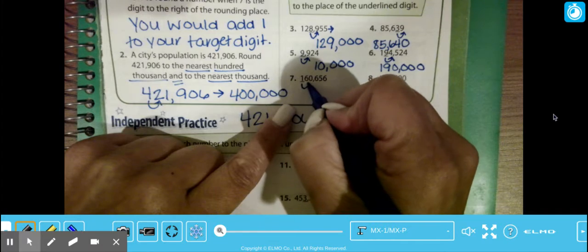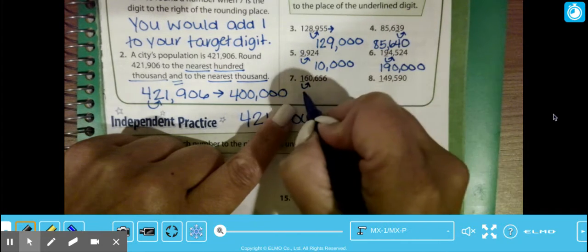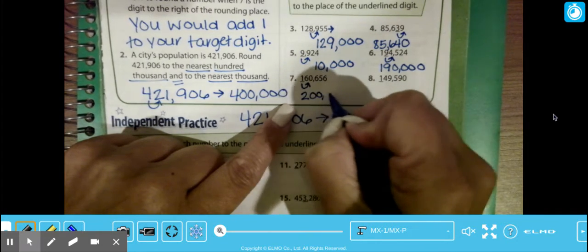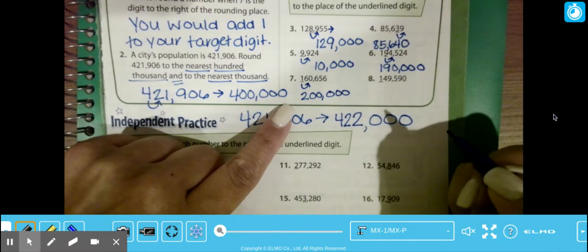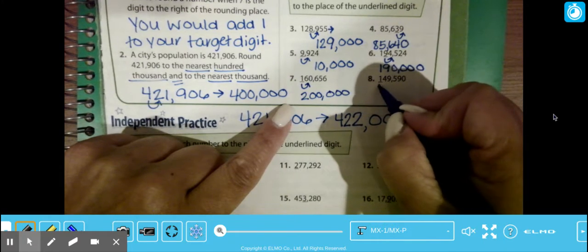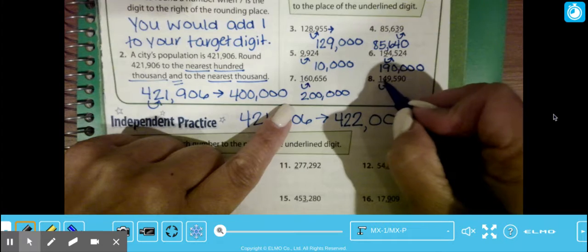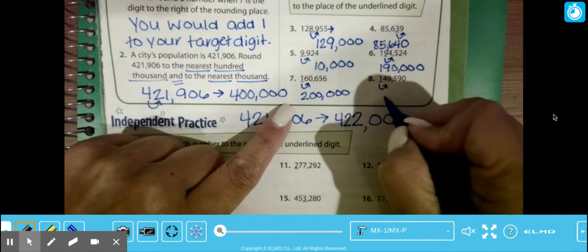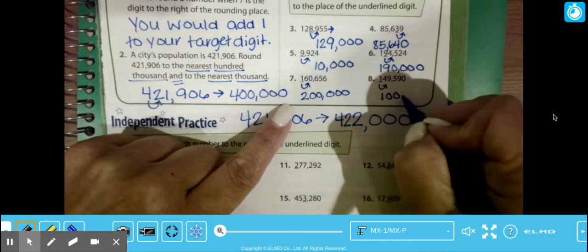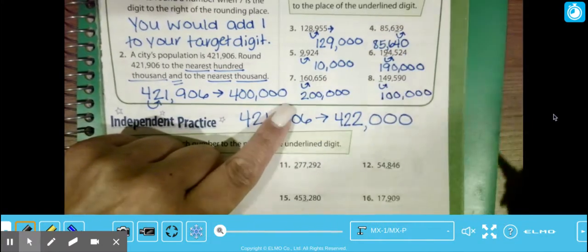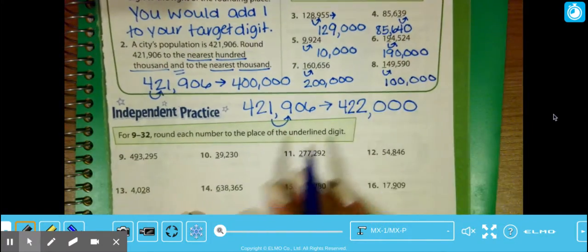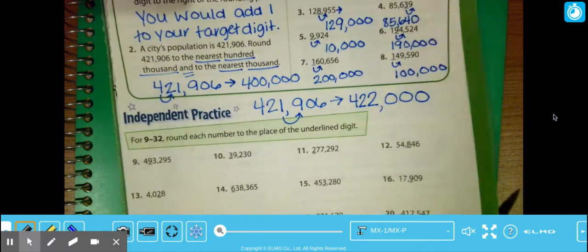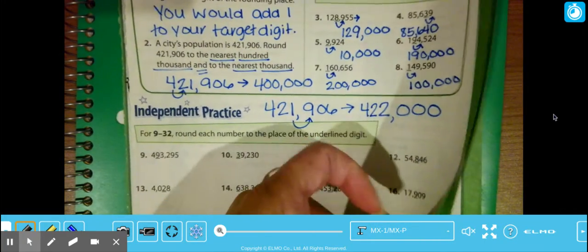160,656. Look to the right, it's a 6, so we're going to round up, and that would give us 200,000. Similarly, if I am in the 100,000s place, I look to the right. If it's a 4 or less, we're going to let that rest, and it would give us 100,000. All right, we're going to do the bottom, but I'm going to ask you to come back to that, and I'd like you to turn the page, and we're going to do a word problem together.